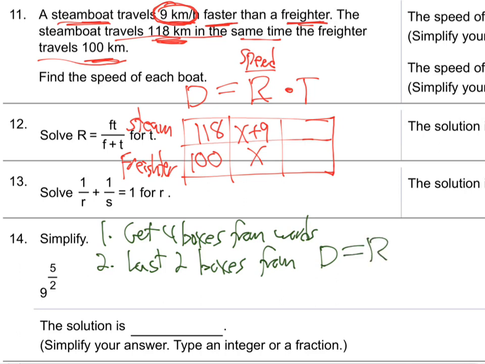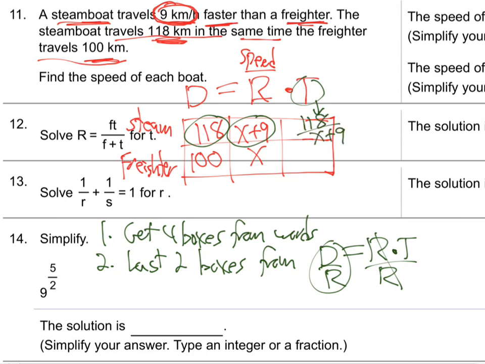You start with the D equals R times T, the equation, the dirt equation, and you're trying to find T, right? These 2 boxes are T boxes. How do you solve for T? Divide by R. T is D over R. So the D box over the R box, this will be 118 over x plus 9. This is D over R, 100 over x. And then lastly, step 3, remove last 2 boxes.